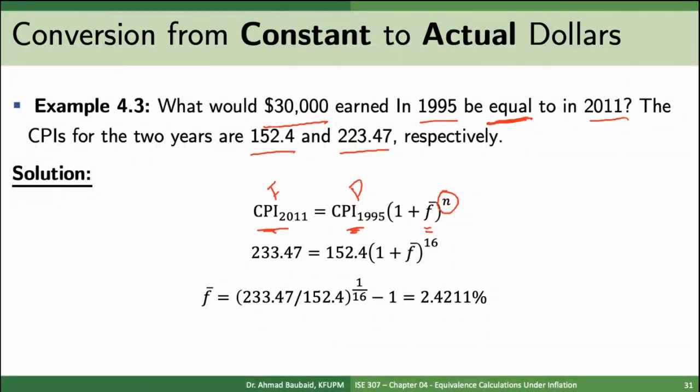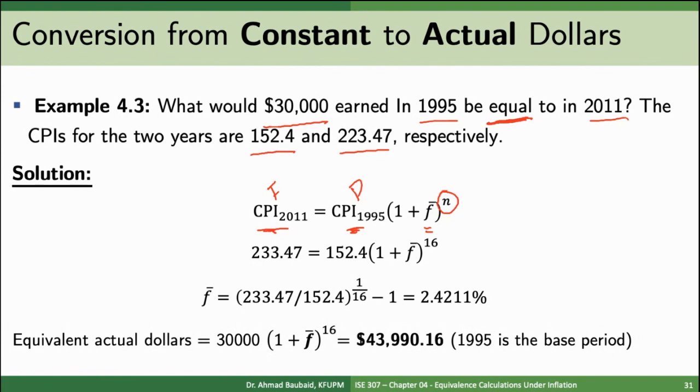Okay. Now, as Khalid said, I need to do the conversion, which is kind of like F given P, but I will just say it's a conversion from constant dollars into actual dollars. So I take my 30,000, which is in constant dollars, and I need to inflate it 16 times, right? Because my period is 16 years, and that will give me the amount that is equivalent to $30,000, but this is in year 2011. So this is how much money I need to give you in 2011 to be equivalent and to have the same purchasing power as $30,000 in year 1995, right?